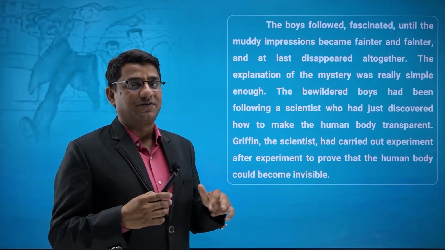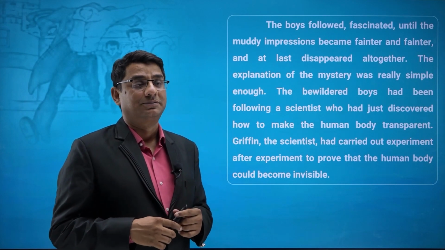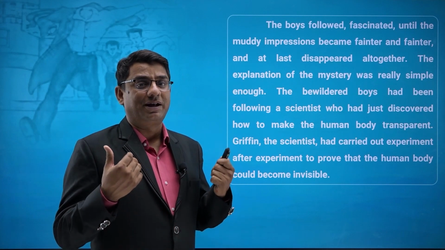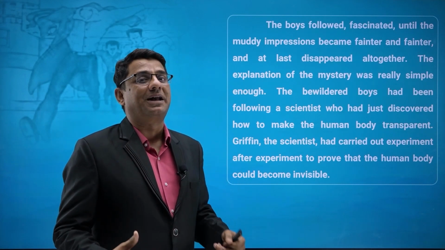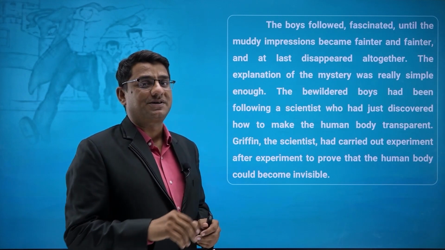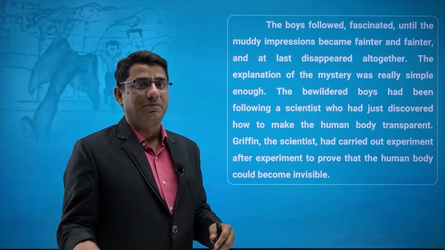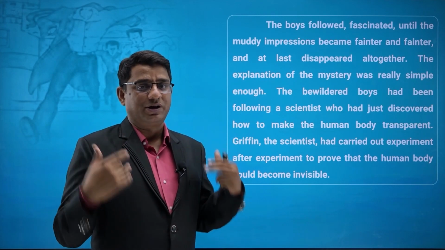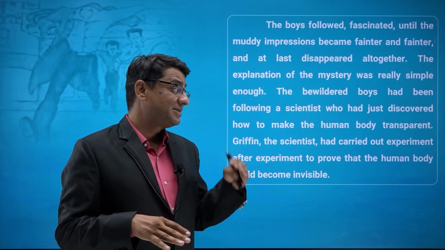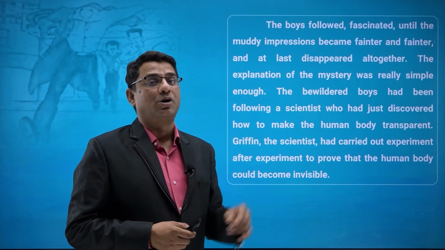So these were the footprints of a scientist who has discovered the procedure where he can make the human body go transparent, invisible. That is why the body is not visible, only the footprints are visible. For example, somebody who is walking barefoot chances to step in the mud, and if their body is not visible and they walk, then their feet are visible but not the body.